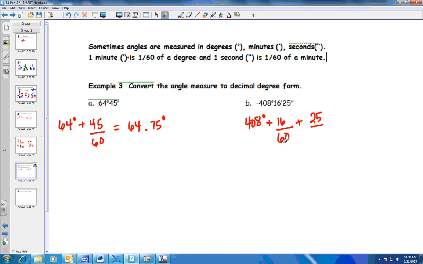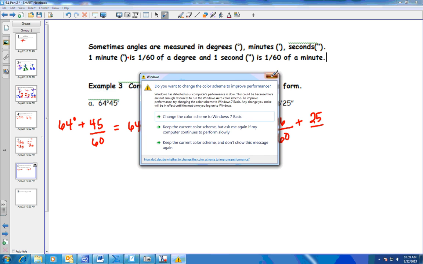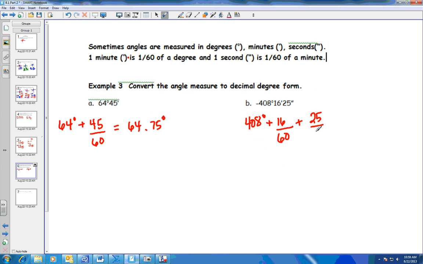Well, there are 60 minutes in a degree, so 1 minute is 1/60th of a degree, and 1 second is 1/60th of a minute. You're going to divide this not by 60, but by 60 times 60, which is 3,600. So minutes are divided by 60, seconds are divided by 3,600. And when you put that in your calculator, you're going to get negative 408.273. We'll go to 3 decimal places.